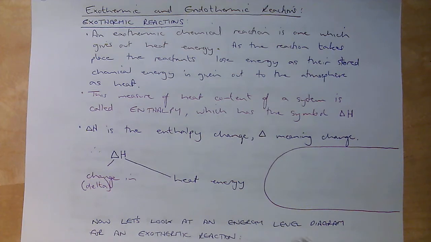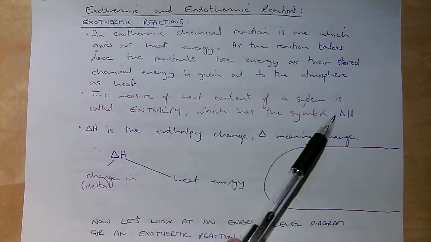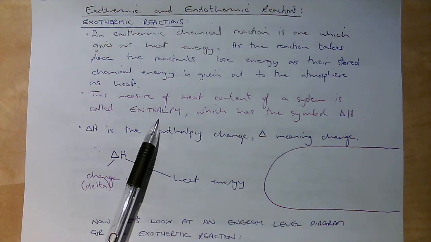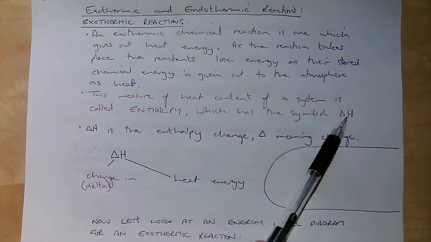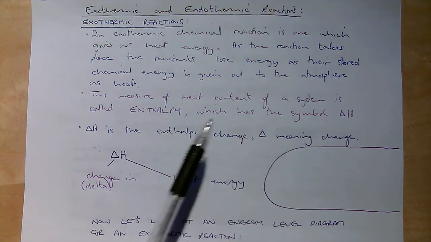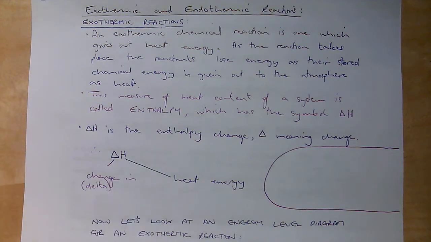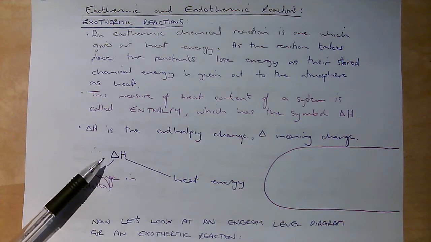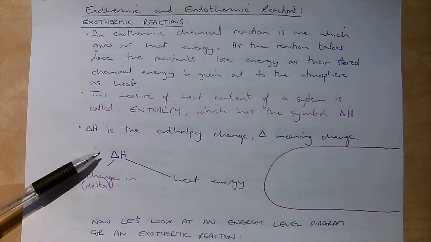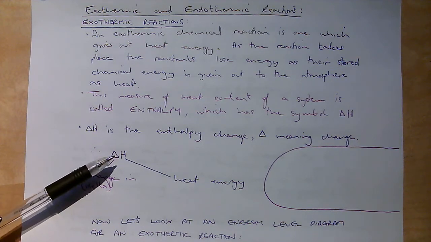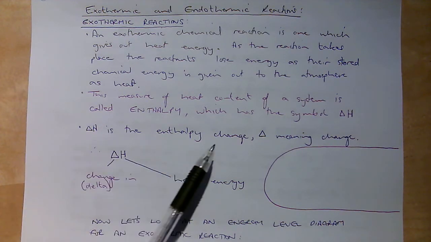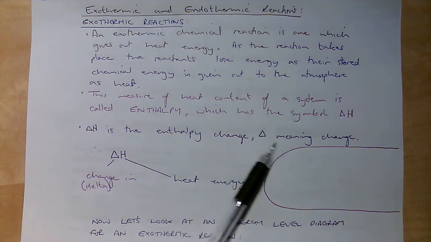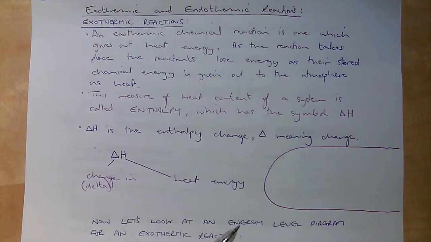This measure of heat content of a system is called enthalpy, which has the symbol delta H. So when we're talking about heat energy changes in chemical reactions, we're really talking about the enthalpy change. This triangle is a delta, which means change in, and the H is heat energy. So delta H is your heat energy change.